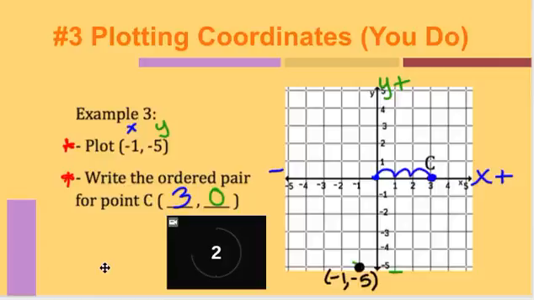Now let's say point C was down here. I would then need to move down 2 and I would have a y value, right? But that is not the case currently.